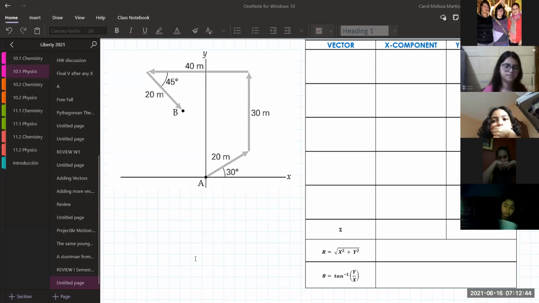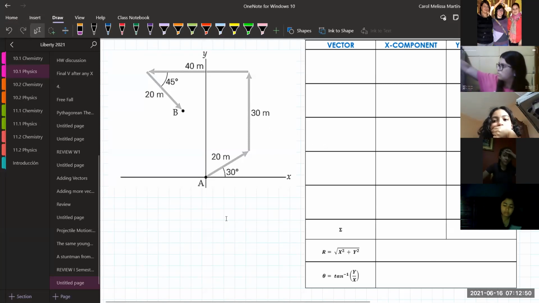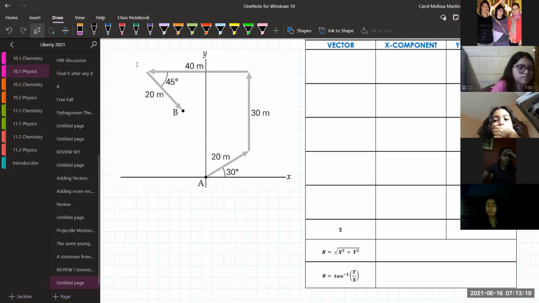A person starts walking in position A. That person walks 20 meters in the northeast direction at 30 degrees. Then that person walked 30 meters going north. Then the person walked 40 meters to the west, and then that person walked in the southeast direction 20 meters until it reached point B.